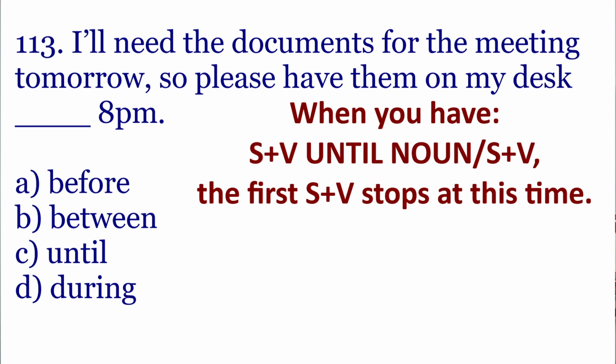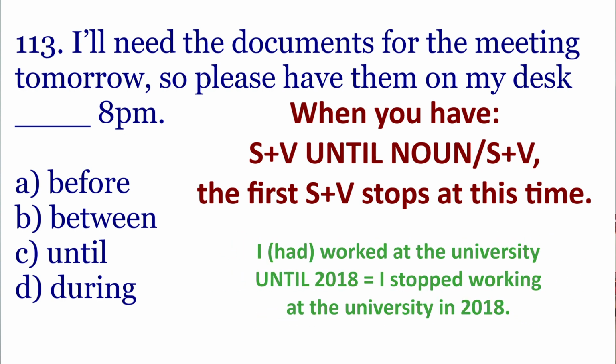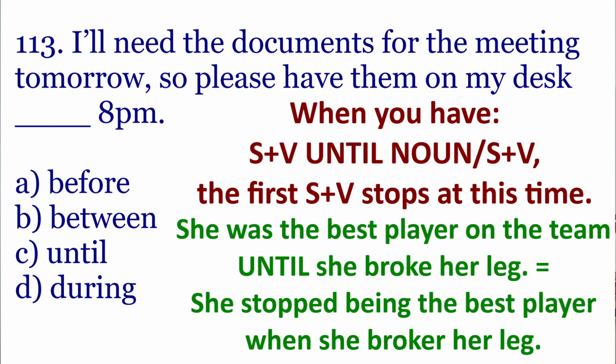Remember with until, when you use until plus noun or subject verb is when the first sentence stopped. Here's an example. I worked at the university until 2018. So I stopped working at the university in 2018. Or, she was the best player on the team until she broke her leg. So she stopped being the best player when she broke her leg.